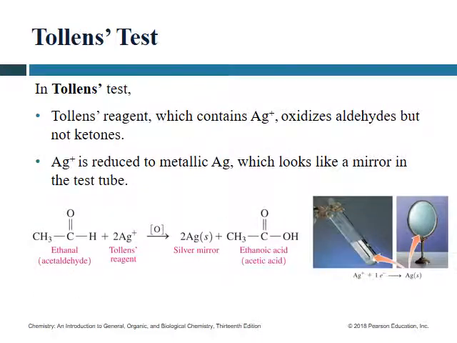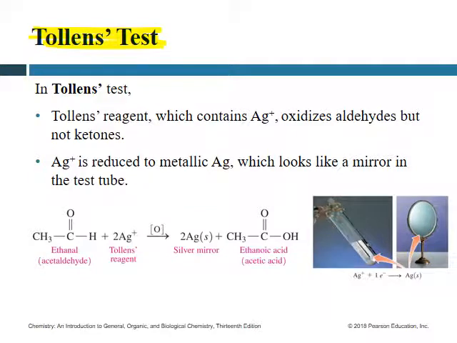Next, we'll talk about some reactions that aldehydes and ketones undergo. And one of those reactions is oxidation of aldehydes and ketones. And because of this reaction, they do give us a positive result for some tests. There are a couple of tests that we'll talk about. The first test here, which can help us in identifying an aldehyde, is called a Tollens test.